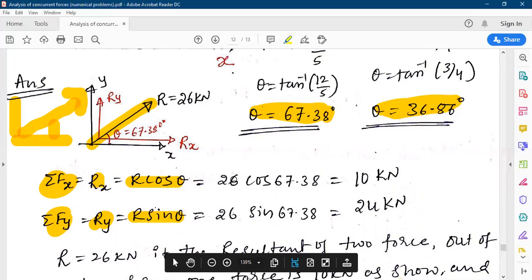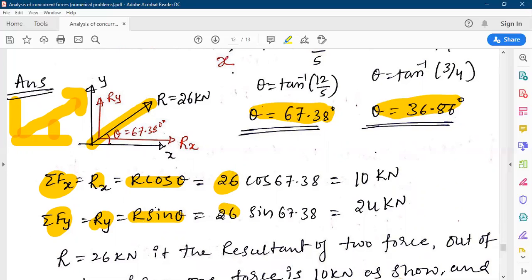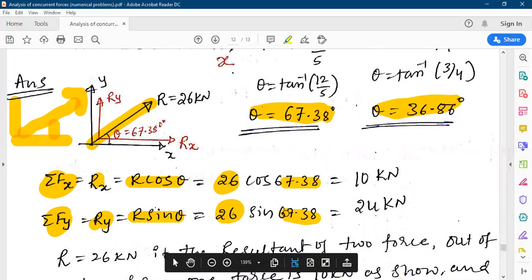So the resultant force of the two forces is given as 26 kilonewton. Theta we have calculated as 67.38. Substitute this theta in the respective formulas. We can get the value of Rx as 10 and Ry as 24 kilonewton.